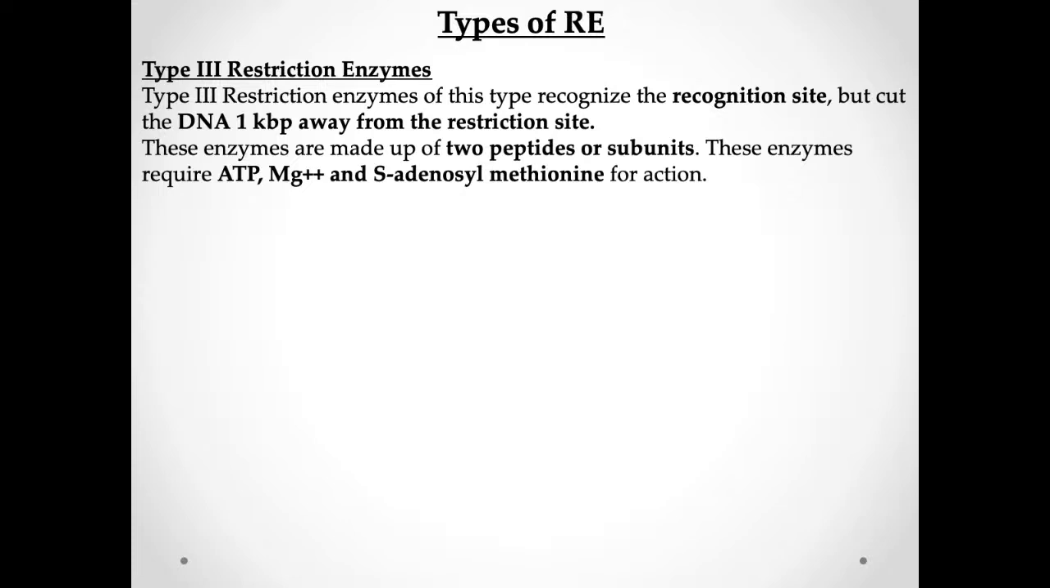And the type 3 restriction enzymes of this type recognize the recognition site but cut the DNA 1 kilobase pair away from the restriction site. These enzymes are made up of 2 peptides or subunits, and these enzymes require ATP, magnesium, and S-adenosylmethionine for action.